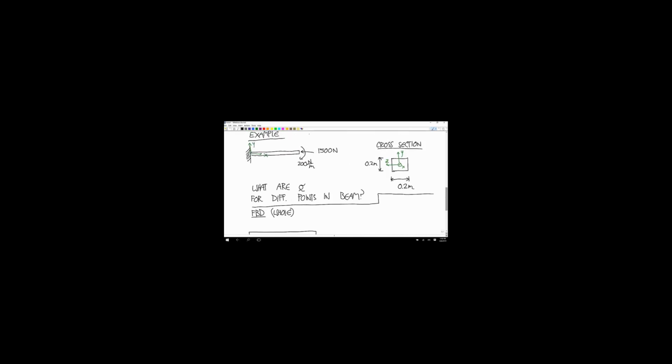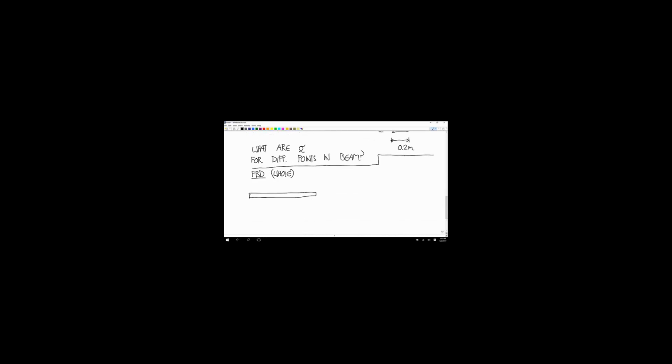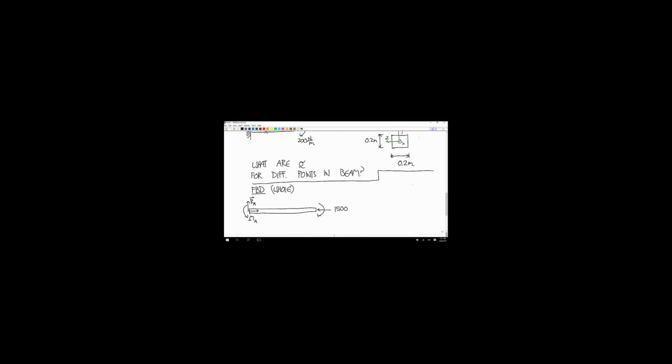And let's just make sure, does this beam meet all the requirements that we need to calculate the stresses due to bending? It's straight, it's prismatic, and it's symmetric about the y-axis, so this is good. So we have a force vector, I'll call it RA. We have a reaction couple, MA, and over here we have 1500 newtons and a moment of 200.